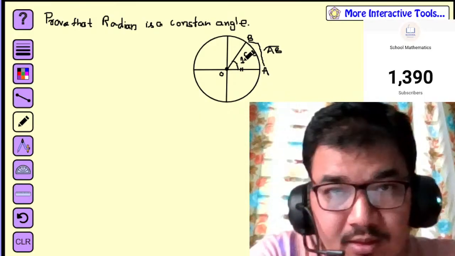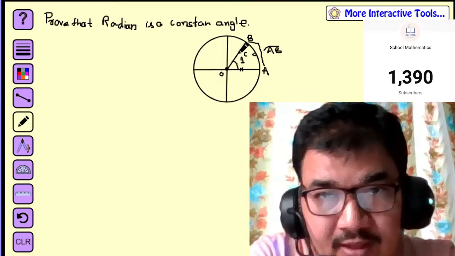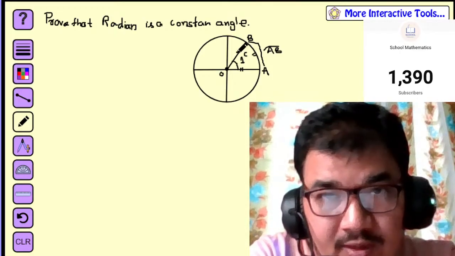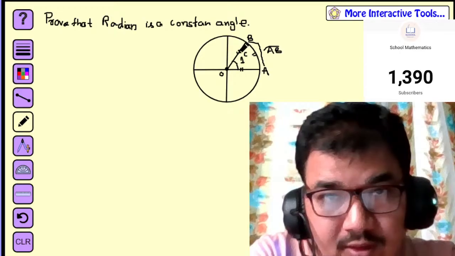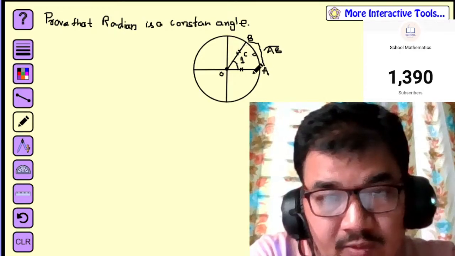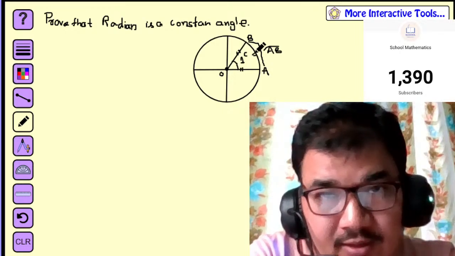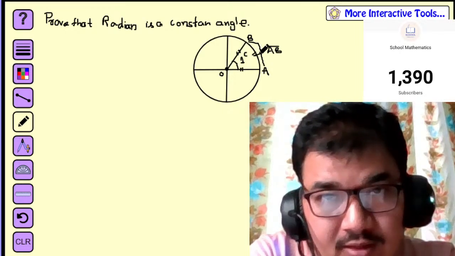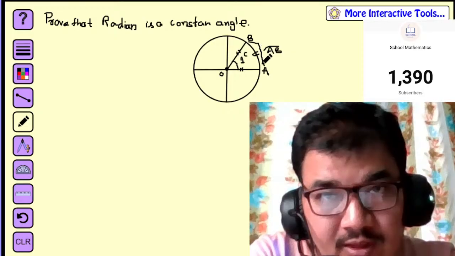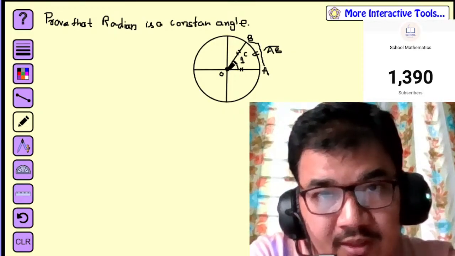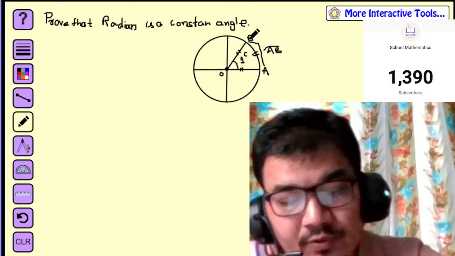This is the definition of radian also. Here is the radius, this one also. This radius is also equal to this radius, because they are the radii of the same circle. And this arc length is also equal: arc length AB is equal to radius OA or radius OB.